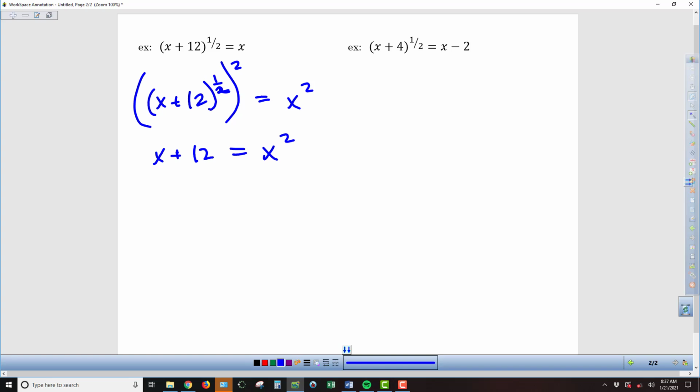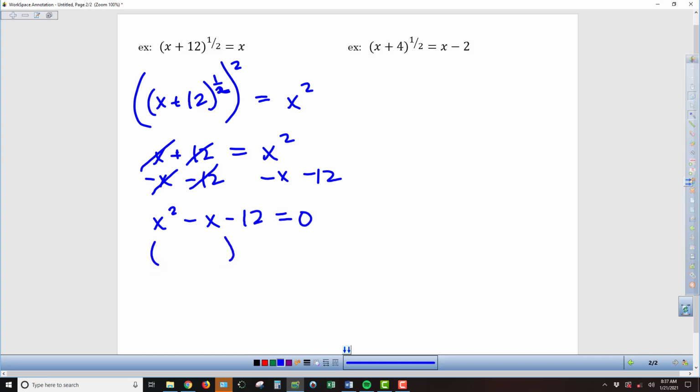So I'm going to pile up everything on one side of the equation, set it equal to 0, and then solve by factoring. So I'm going to subtract x from both sides and subtract 12 from both sides. So I'm moving everything over to where the x squared is positive. And so now I've got x squared minus x minus 12 equals 0.